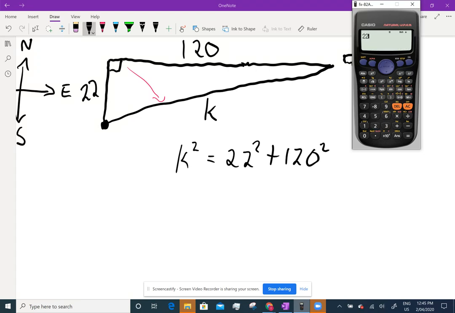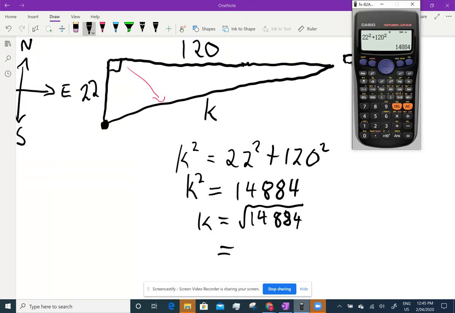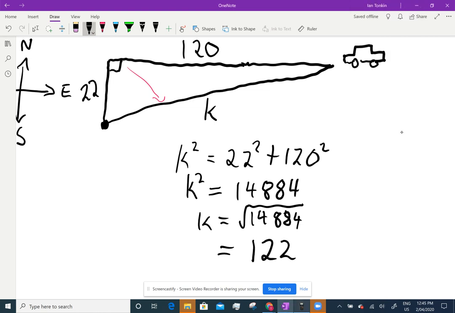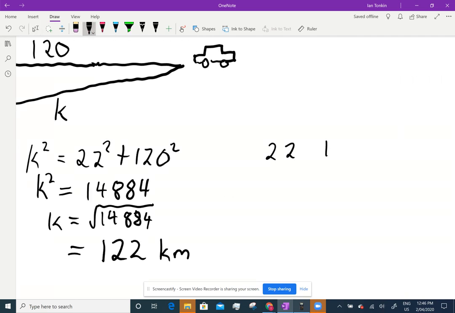Again, calculator. 22 squared plus 120 squared, 14884. Now I have to square root that. Oh, it's a terrible one. And again, I use my calculator, square root. Oh, can you just do your answer? Yes, you can. 122 kilometres. And guess what? That's a Pythagorean triad. 22, 120, and 122. Well, there's something interesting. And just check, that's the right answer.